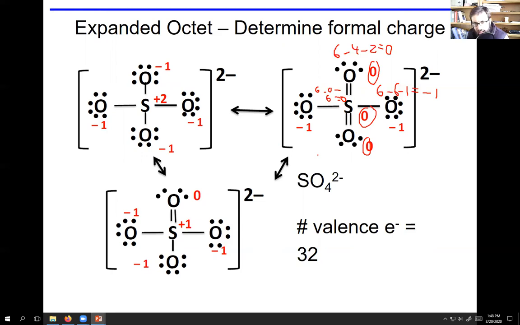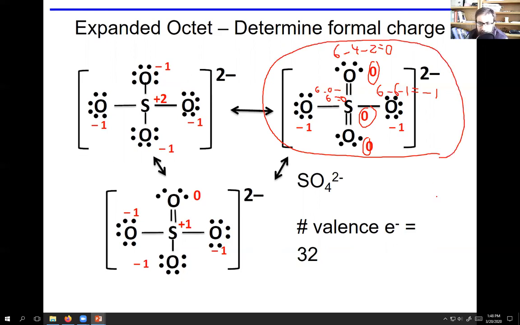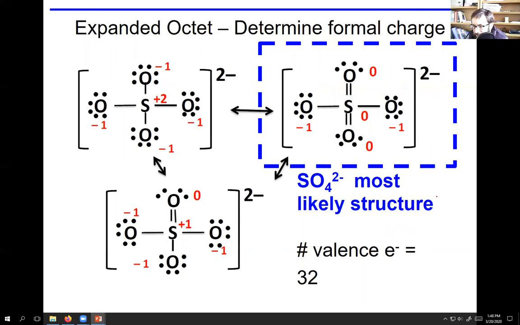Since sulfur can have those d orbitals, it's in the third row, it can have an expanded octet. It's going to do that. And so this structure is actually going to be a better reflection of reality. All right, so that's it for this video.